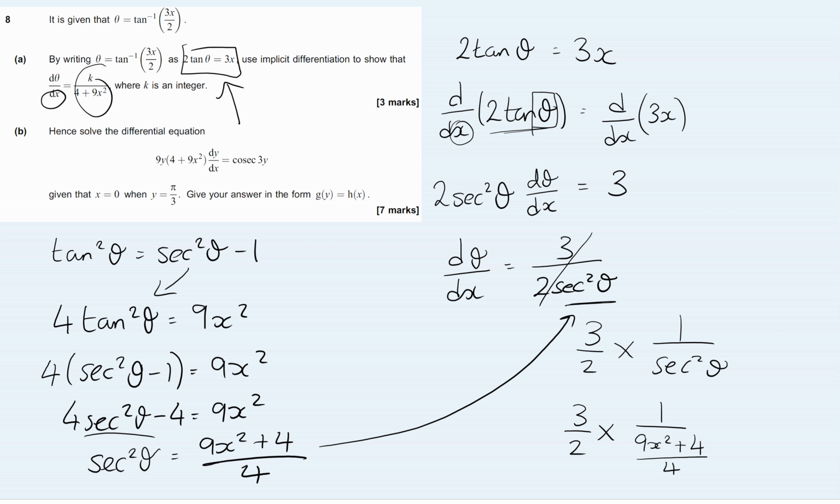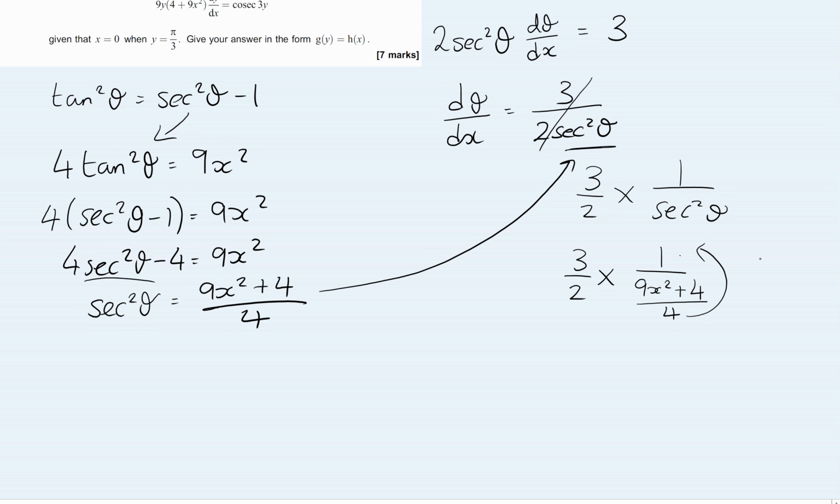Okay, so when you've got the two things divided here, so you've got 1 divided by 1 divided by 4, that's the same as putting the 4 up the top there. So I've actually got 3 over 2 times 4 over 9x squared plus 4. Okay, and that is very close to what we're being asked to do. I've just scrolled away from it.